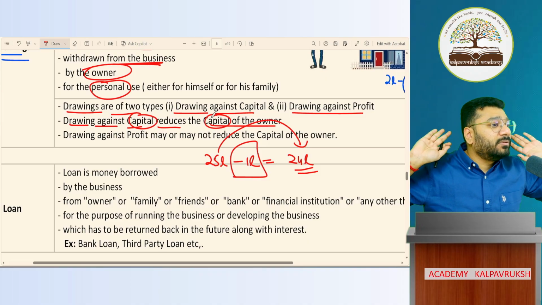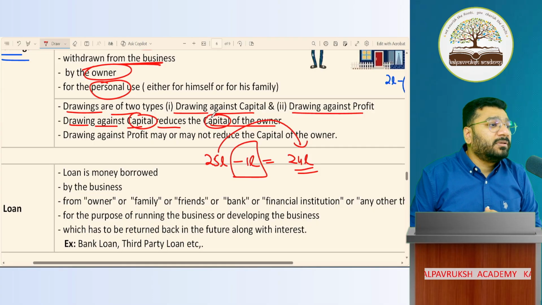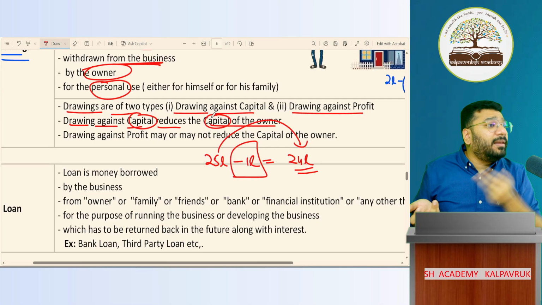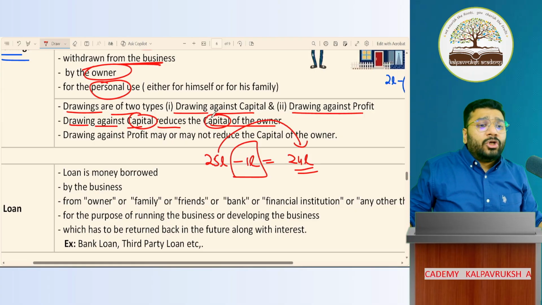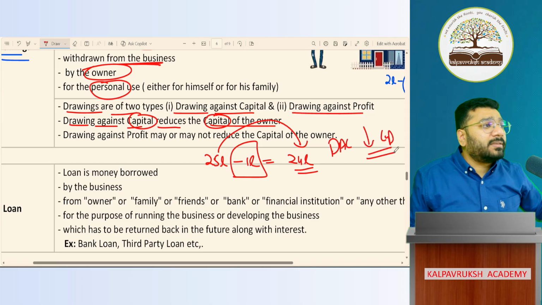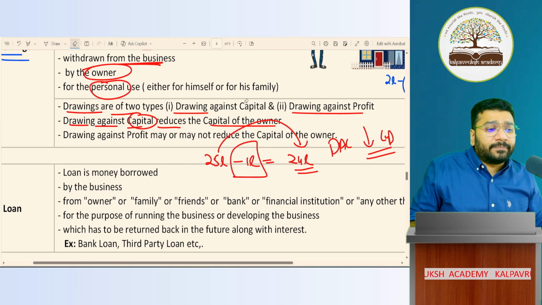True or false? Capital will always reduce whenever the drawings is done against capital. True. 25 lakh capital, in that 1 lakh withdrawn means what is balance capital? 24 lakh. Always drawing against capital will reduce your capital balance. Okay. Can I go to the next point?